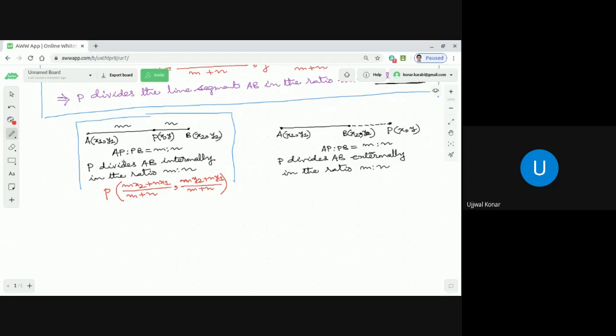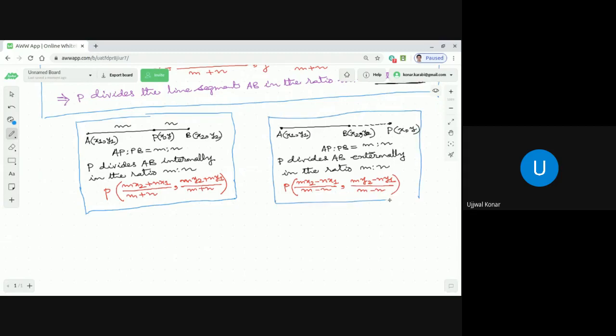This is the coordinate. The external division formula we have not derived, but I'm just informing you for the sake of your knowledge that you can find that point P coordinate as m into x2 minus n into x1 divided by m minus n, and m into y2 minus n into y1 divided by m minus n. What we derived today is the internal section, but we didn't discuss the external one, which we'll discuss subsequently in some future classes. What is important is that you know both things.